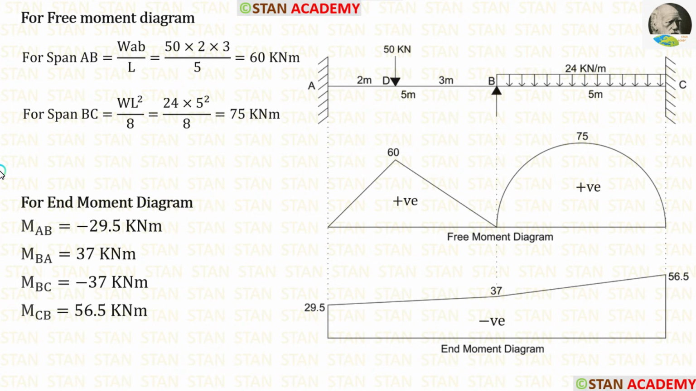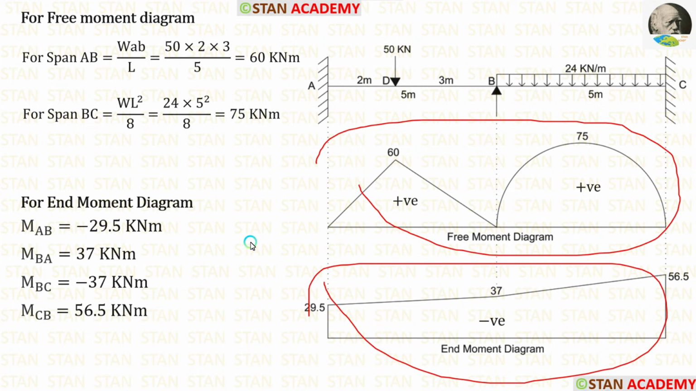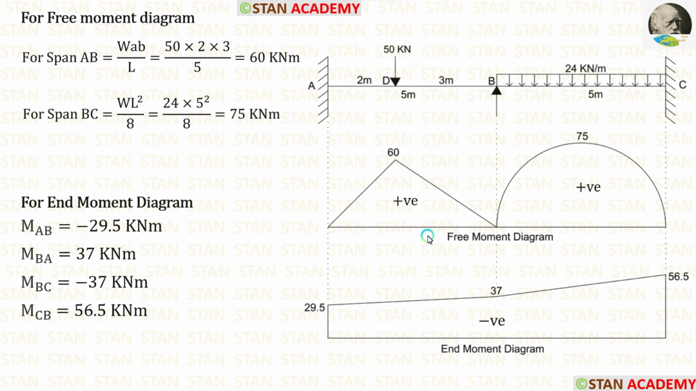Now we are going to draw the bending moment diagram. Before drawing the bending moment diagram, we have to make the free moment diagram and then the end moment diagram. Finally, we have to combine the free moment diagram and the end moment diagram to get the bending moment diagram. To draw the free moment diagram, we have to consider every span as a separate simply supported beam.